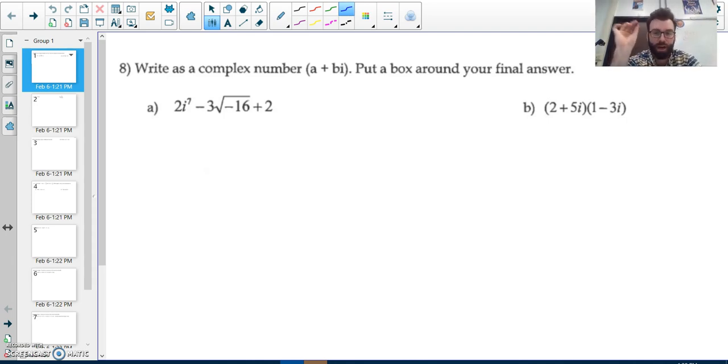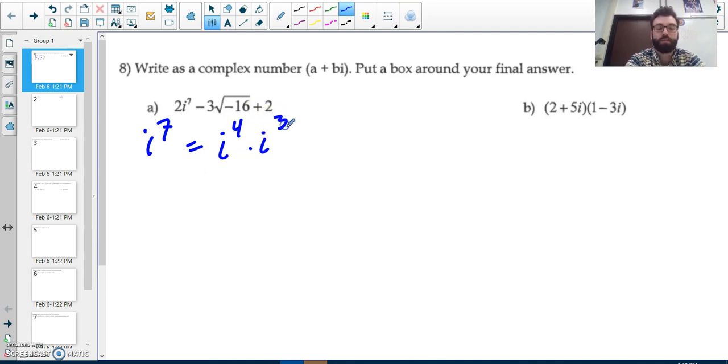All right, let's do number 8, letter A. First of all, we're talking about complex numbers. Remember our complex number clock, all right? If I have i to the 7th, I want to try to write that in terms of i to the 4th power, because i to the 4th power is 1. So that's i to the 4th to the 1st times i to the 3rd. i to the 4th is 1. i to the 3rd is negative i, because it's i squared times i, and i squared is negative 1. So i to the 3rd becomes negative i.